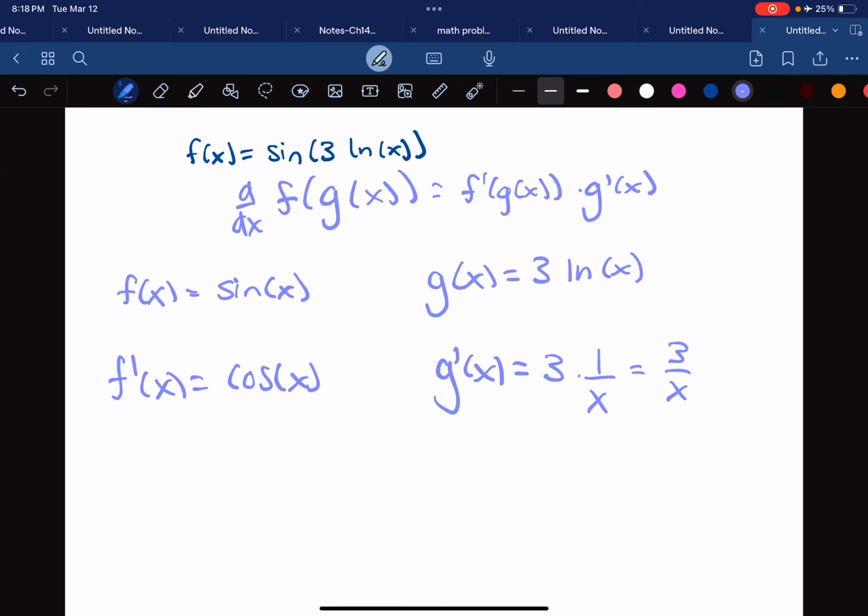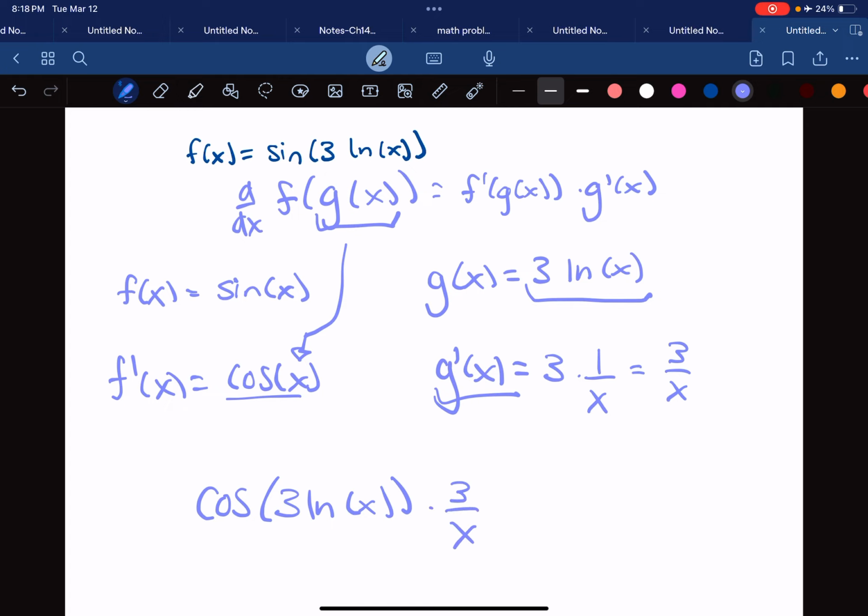And so now what I'm doing is I'm taking my outside function, which is sine x, and then the derivative of that outside function, which is cosine x. So I have cosine, but instead of writing x, I'm going to write this g of x on the inside, and that is replacing my x here. So instead of writing x, we're writing that g of x function, which is 3 times the natural log of x, and then all we have to do is multiply it by the derivative of g of x, which is times 3 over x.